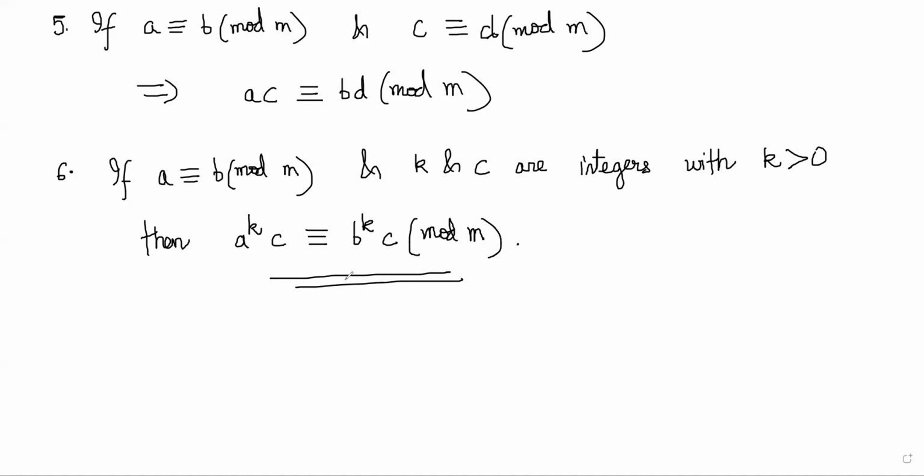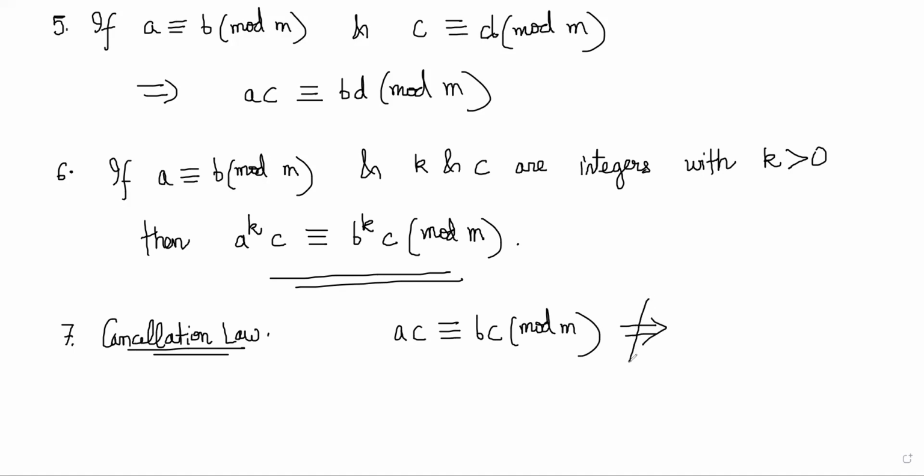The proof of this also can be shown using the standard definition. It is not very difficult to get that. One thing that does not normally hold true is the cancellation law. The cancellation law that we see normally when we use numbers doesn't actually apply in congruences. So AC is congruent to BC mod M does not necessarily mean that A is congruent to B mod M. You cannot cancel C from both sides of the congruence without thinking about it.